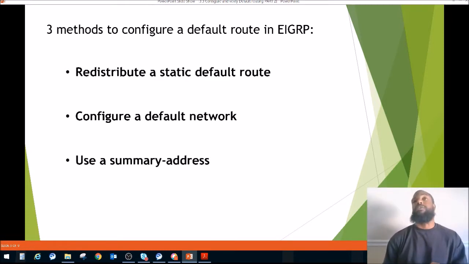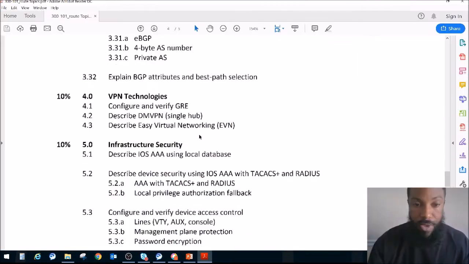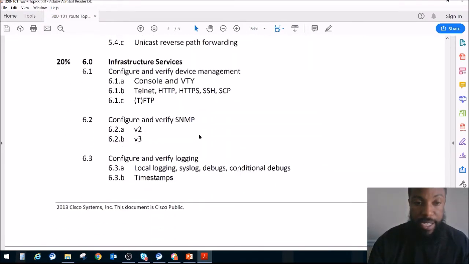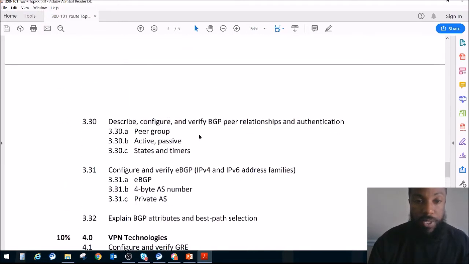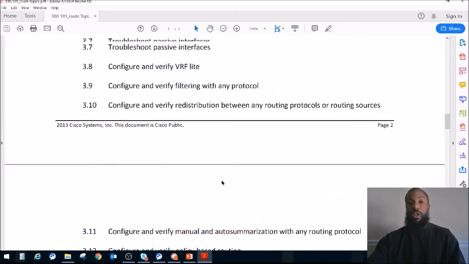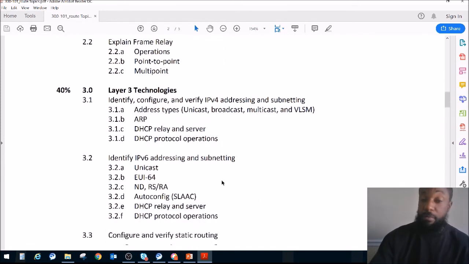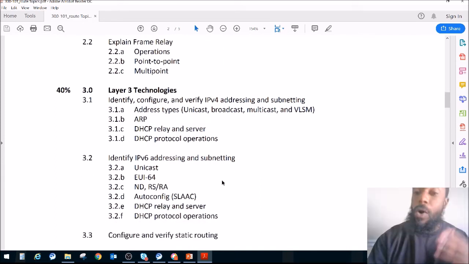We're going to talk about what summarization is and how to do it, I believe, in another section. I guess I need to show y'all what summarization is. There it is. Configure and verify auto and manual summarization. Once we get in that, we'll talk about how to summarize a route. Well, anyways, if you study CCNP at this level, you should at least know how to summarize.